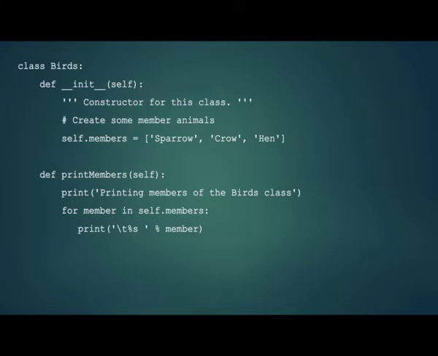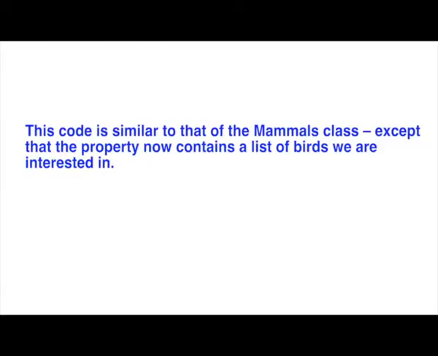Okay. So, which has a for loop and a print statement. So, this code is almost similar to the previous code. As I said, this code is similar to that of the mammals class, except that the property now contains a list of birds we are interested in.